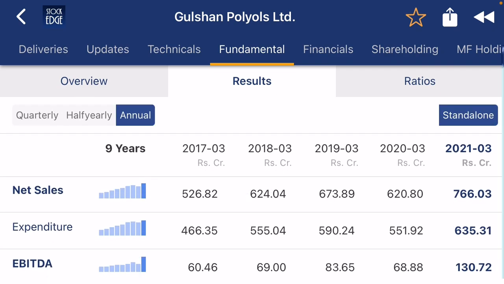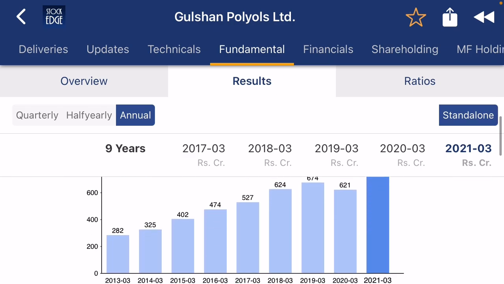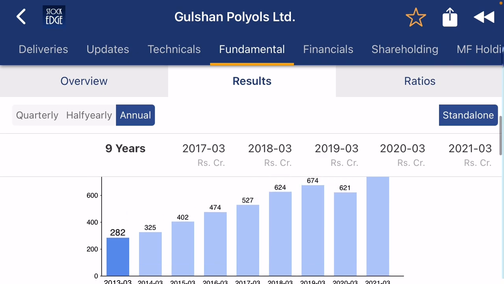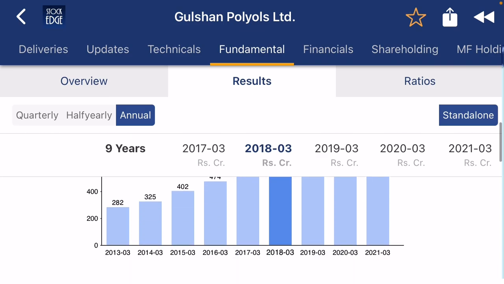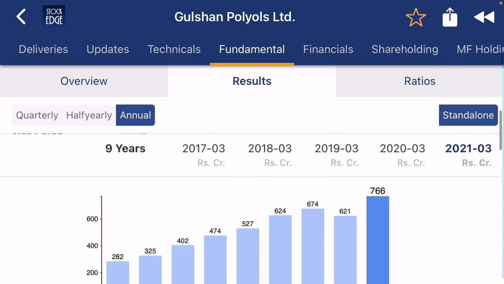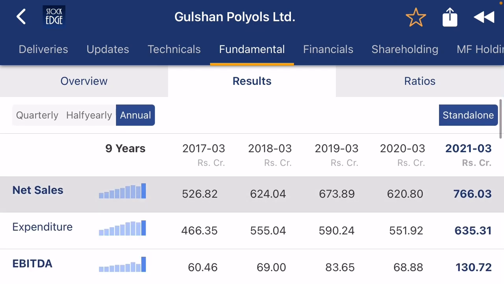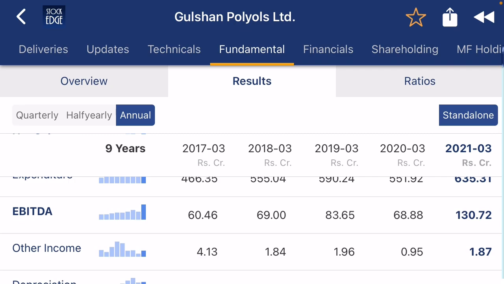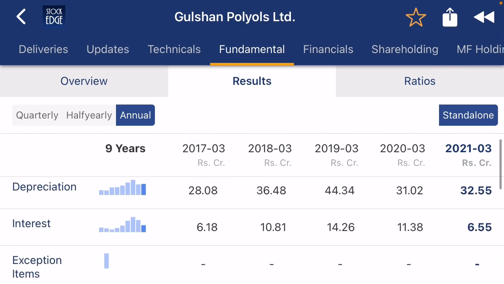You can see the annual result. Wow, what a company, what a dream run in sales the company is showing here. 2,282 crore in 2013, 400 crore in 2015, 600 crore in 2018, 766 crore in 2021. What a dream run the company is showing. What a positive sign. EBITDA is also growing exponentially, 60 crore to 130 crore. In the last 1 year the company has given ultimate returns.